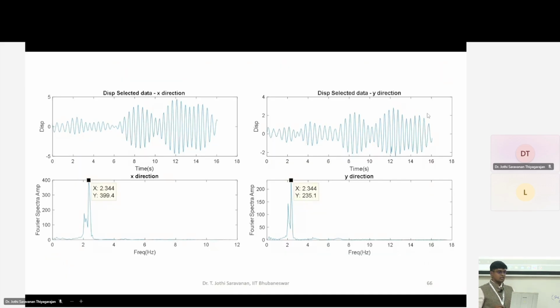So these are the data that have been collected. You just see how good the vibrations are, and we could exactly match with the response that we collected from the model.